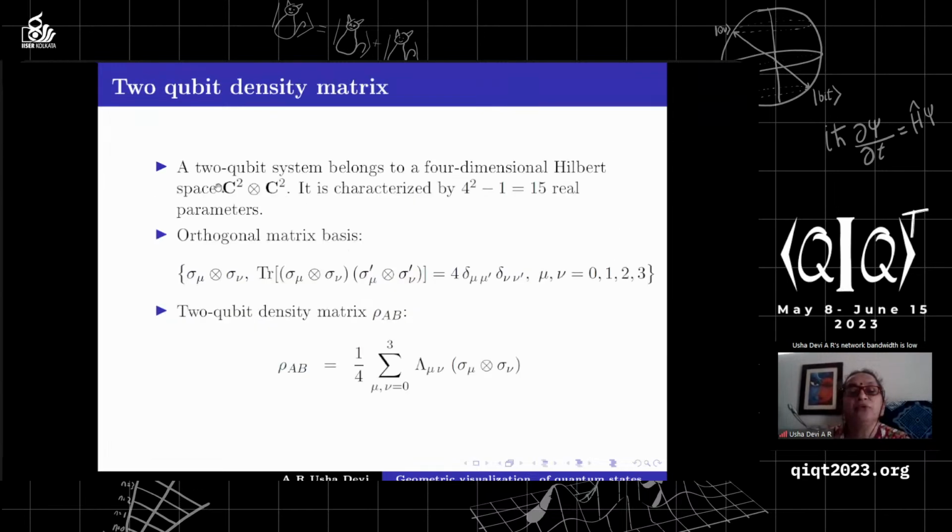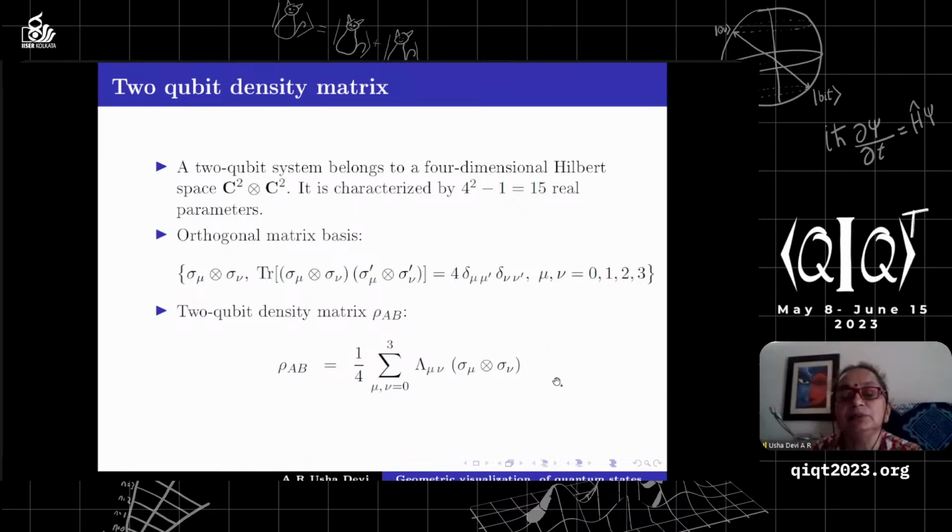Now, when we go ahead to a 2-qubit density matrix, I will just say that we have an orthogonal matrix basis constructed from Pauli matrices. We take sigma mu tensor sigma nu, and it is an orthonormal basis. We expand a 2-qubit density matrix in terms of the parameters given here. As we know, we have 15 real parameters because D is 4, and 4 squared minus 1 is 15. So we represent this in terms of a matrix here.